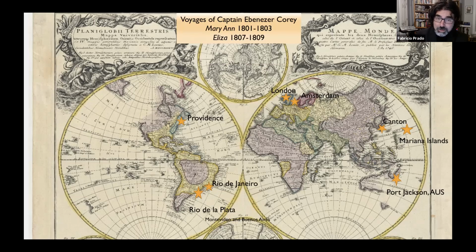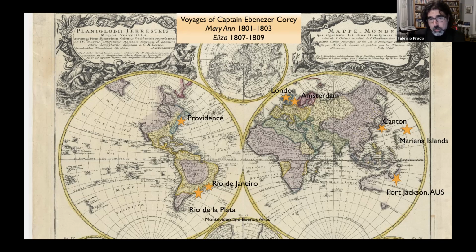Three weeks later, the British were repelled and kicked out from Buenos Aires. So Corey came back. He was very dissatisfied. He didn't get paid for this. It delayed his trip by three weeks, which would put him in a very complicated situation to cross the Cape and head to Australia.